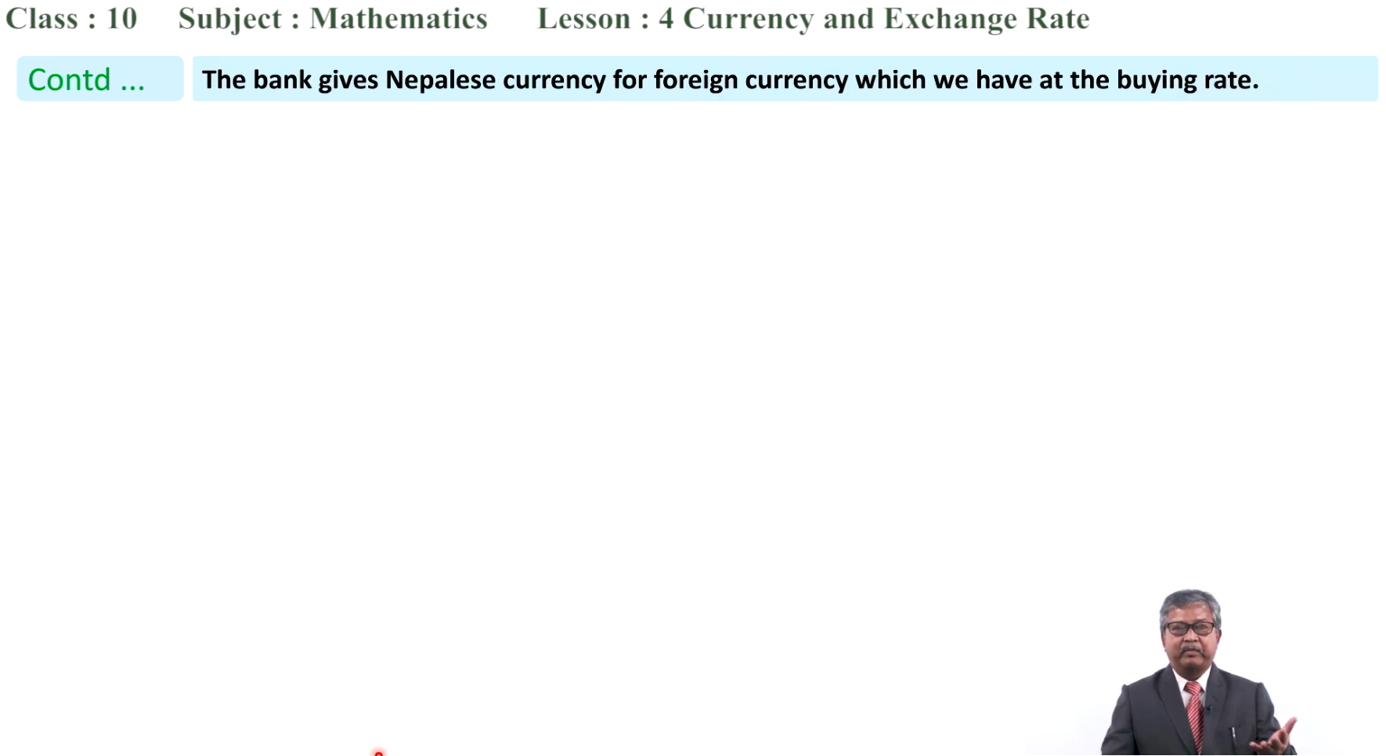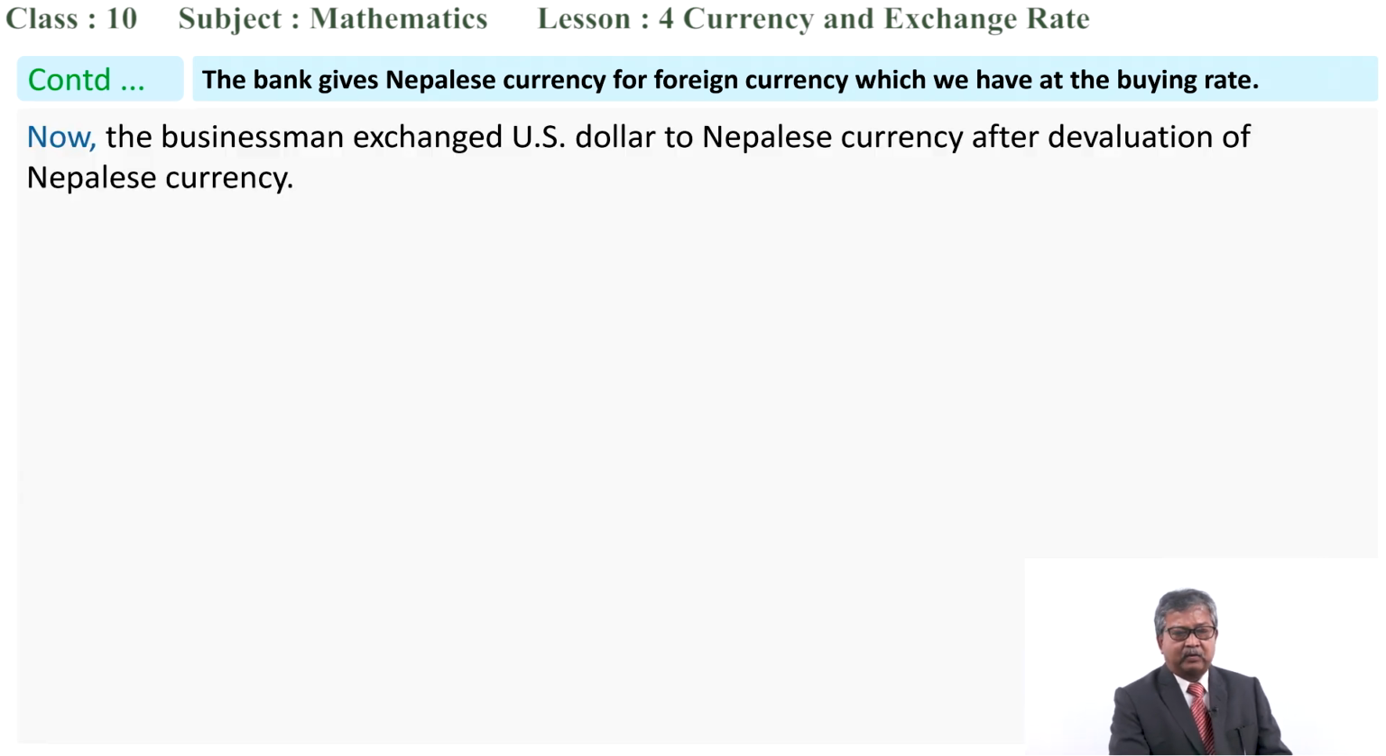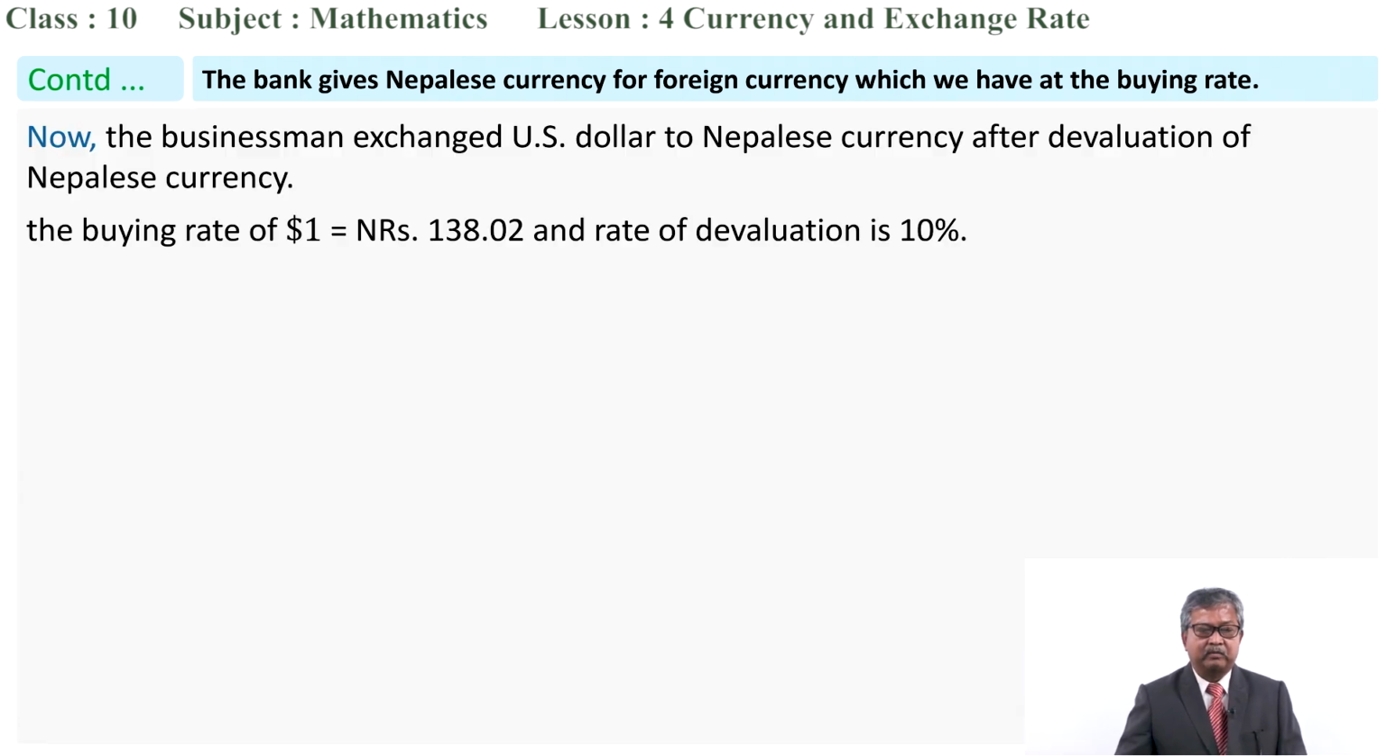In that time, what? Bank uses which rate? Buying rate, because I already explained to you. Because now we have which currency? Foreign currency, we have dollars. So we give the dollars to the bank. It means the bank buys that dollar. So that's why the bank uses the buying rate. But what is the buying rate of $1? The buying rate of $1 is 138 rupees 02 paisa.